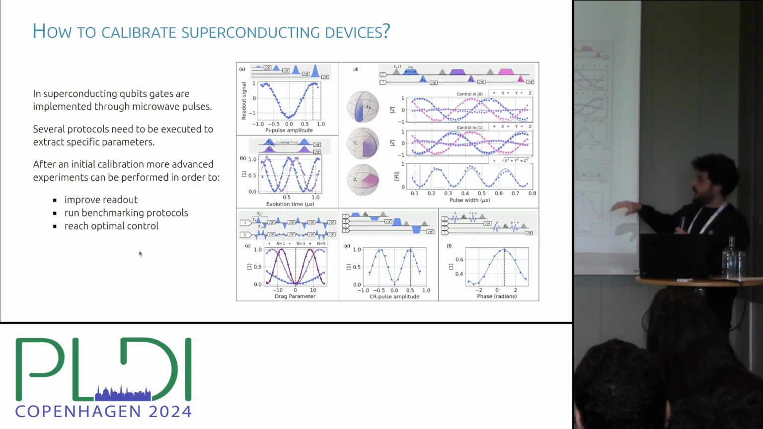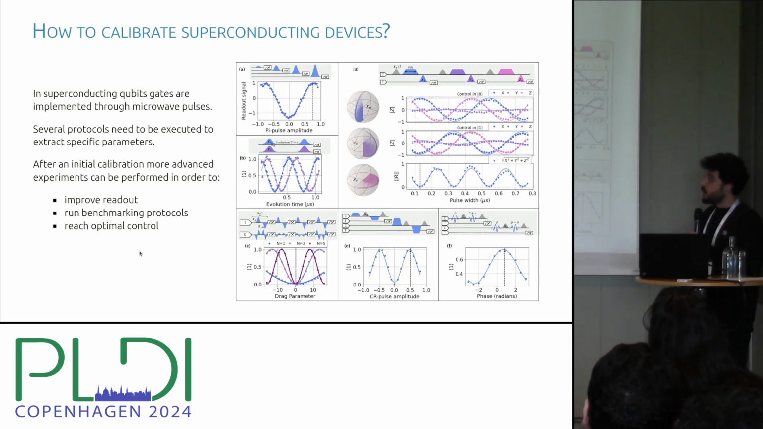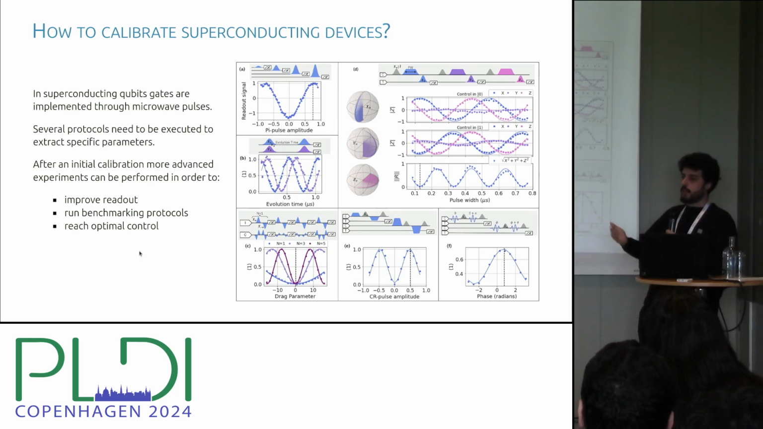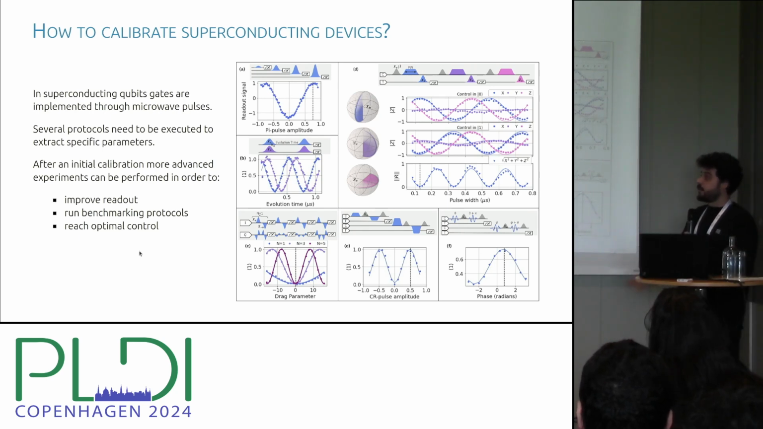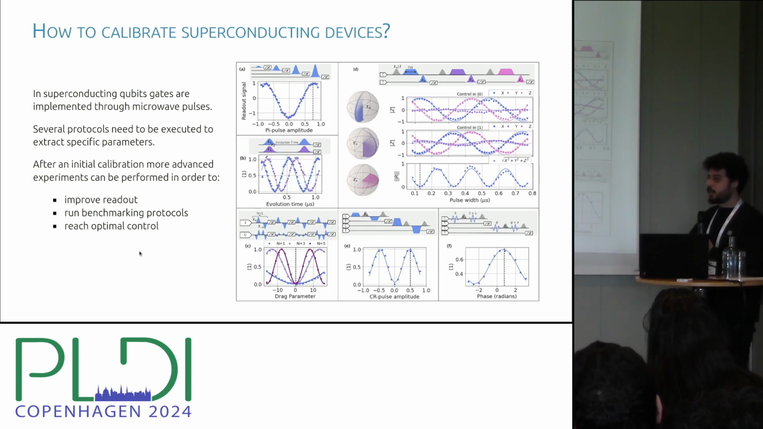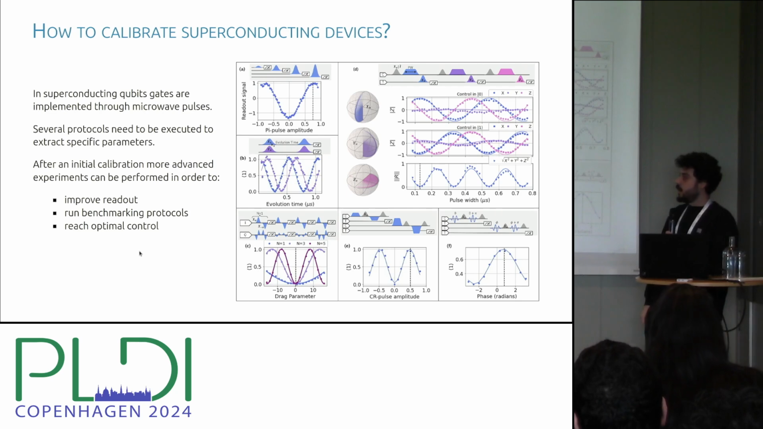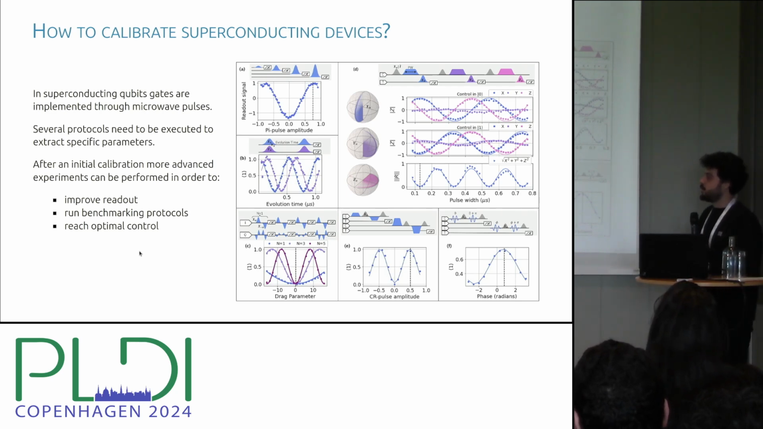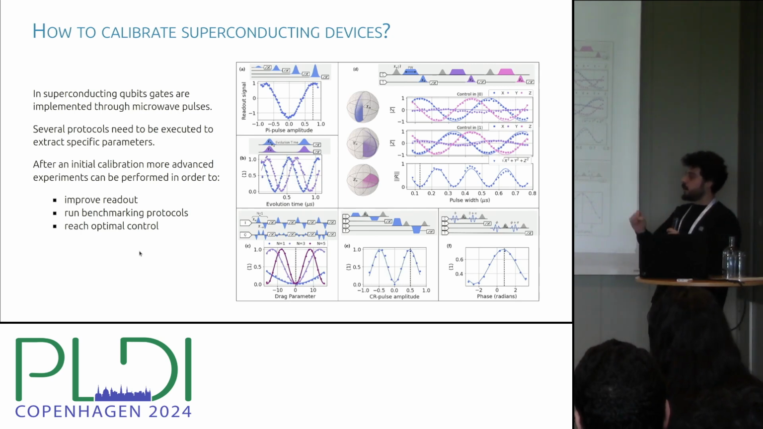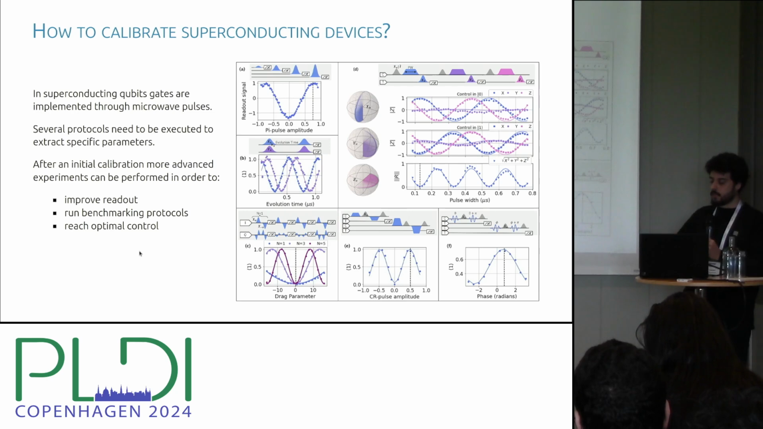I mean, these are some examples of what we call protocols. Usually the protocols are divided in three categories: the ones improving the gates and the readouts, the ones for benchmarking, so for checking the quality of the calibration, and the optimal control ones that are just, let's say, changing the shape of the pulses to reach specific goals.